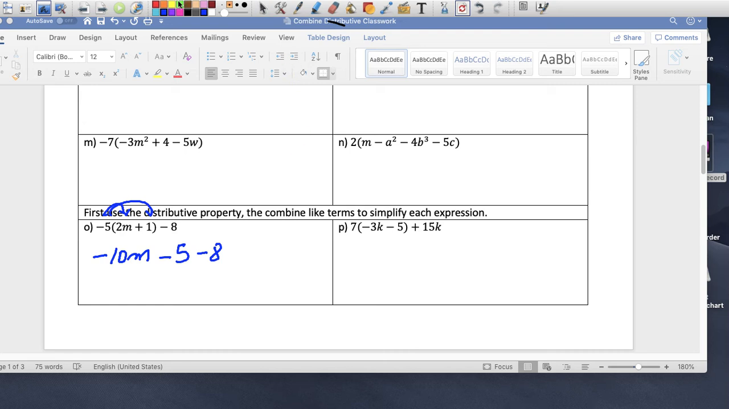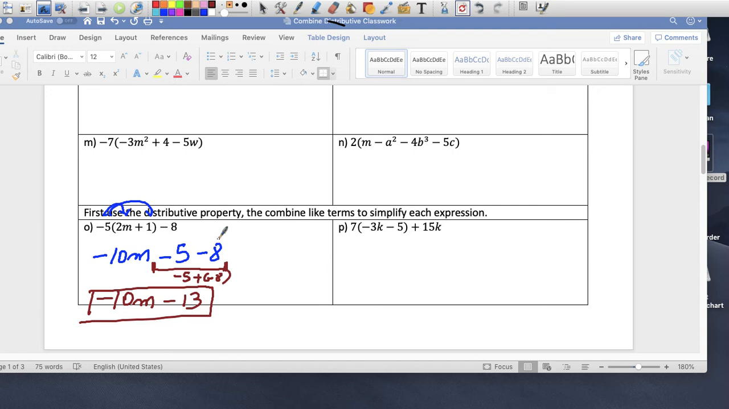Can I combine like terms? Yes, I can. There are 2 like terms here, and luckily for us, they're next to each other, so I don't even have to move anything. So negative 10m is going to just tag along, and negative 5 minus 8 is the same thing as negative 5 plus negative 8, if that makes it easier for you. And negative 5 plus negative 8 is negative 13. So this is my answer.